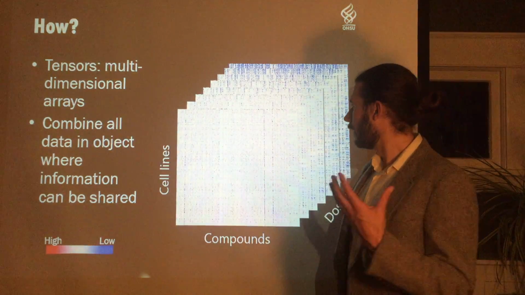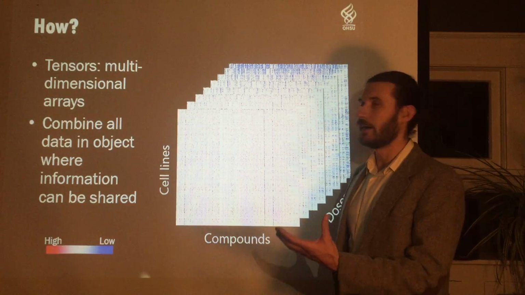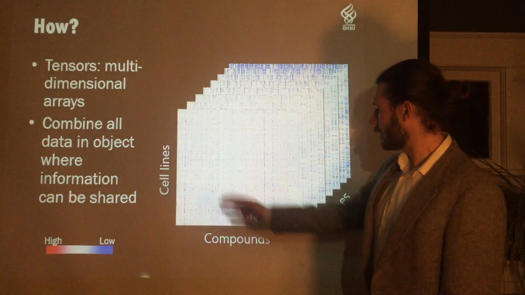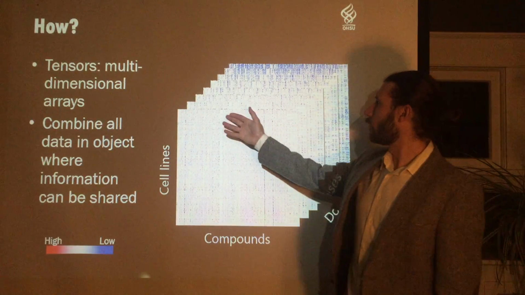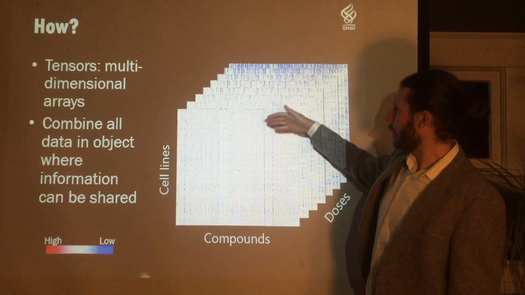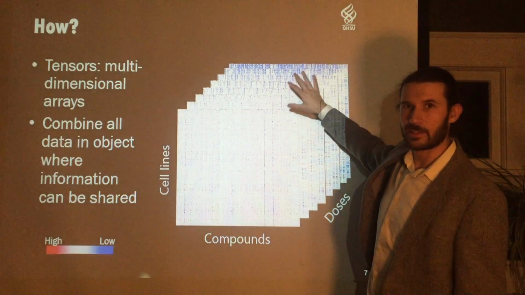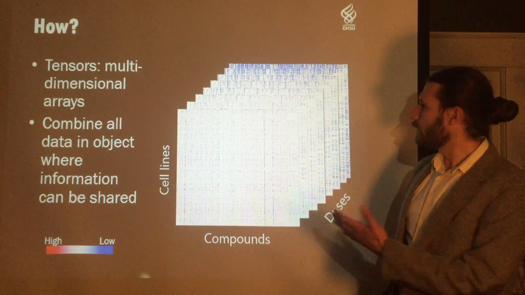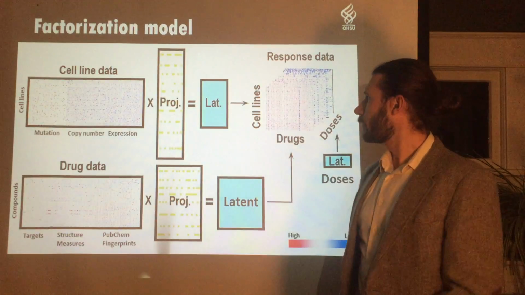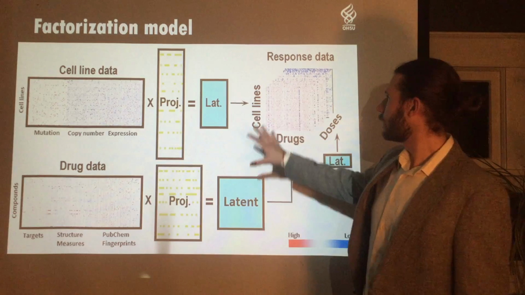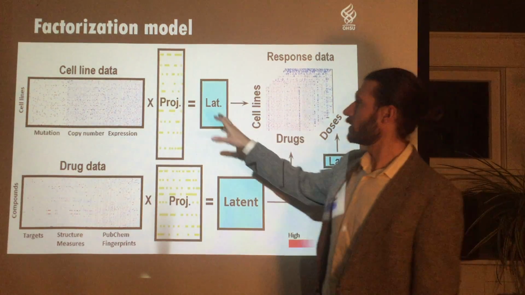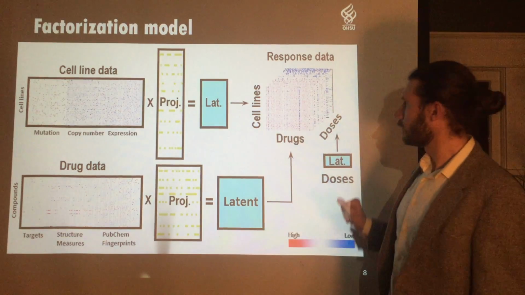Well, we start just by holding all the data together in one three-dimensional matrix, or tensor, of numbers. So for every cell line, compound, and dose, we have one measure of response. And as the doses increase, the growth goes down, or in this case, it's more blue. So we take this three-dimensional tensor and then break it apart into latent representations for each of those dimensions that are used to predict the response. So we have a latent dimension for cell lines, for drugs, and for doses.